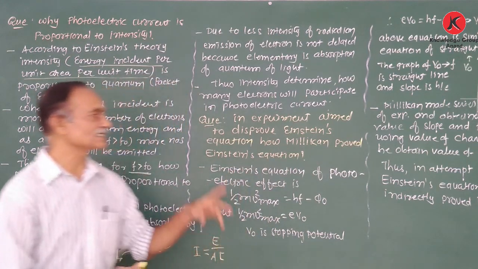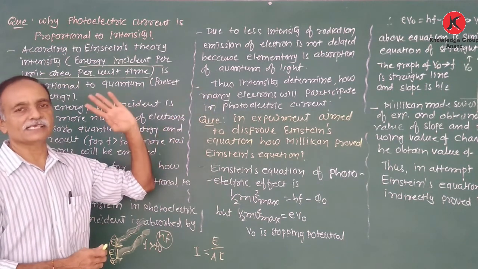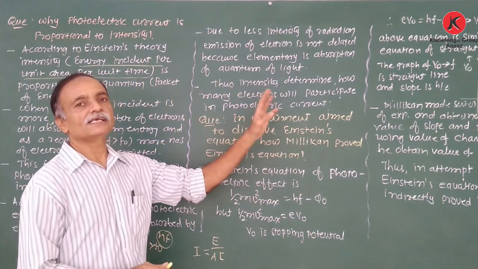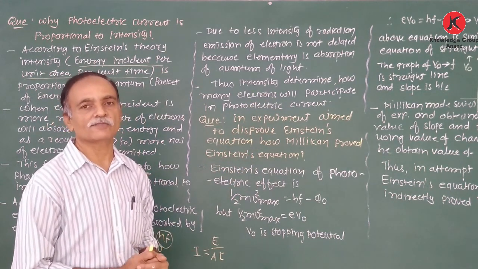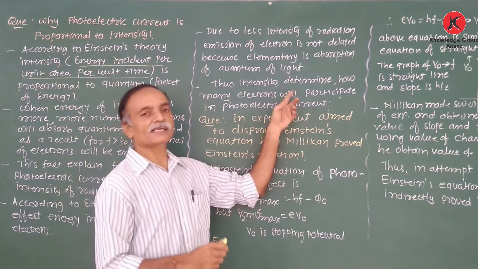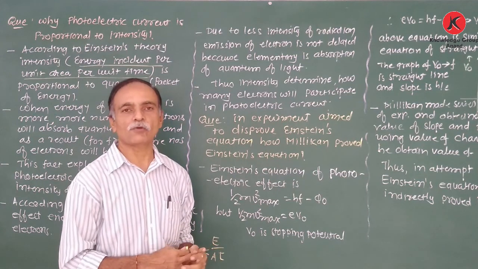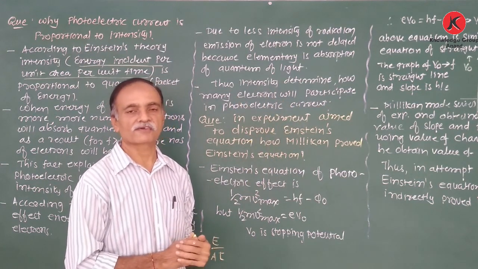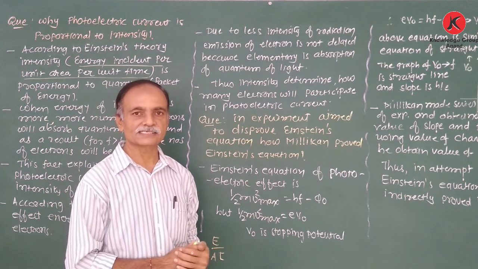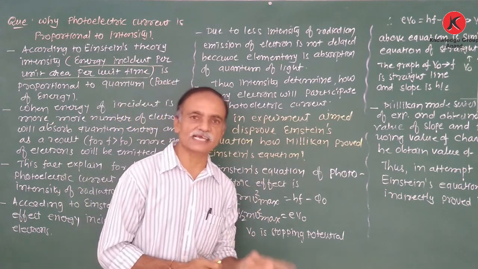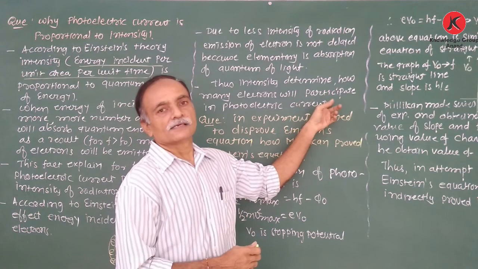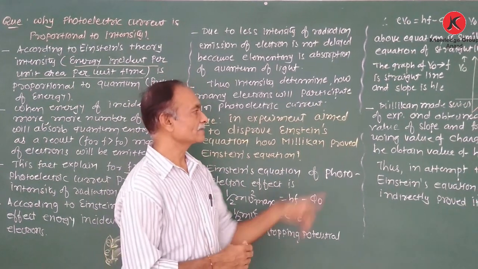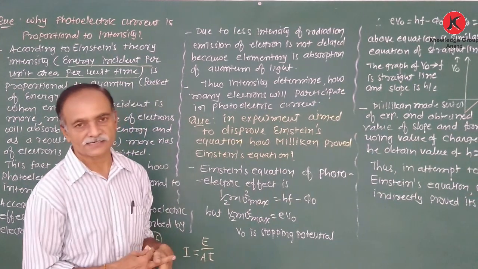So Einstein explained that the intensity, or the number of photoelectrons emitted, depends on the intensity of the light. But here the condition is that the frequency of the light must be greater than the threshold frequency. Clear? That is Einstein's explanation for why the photoelectric current depends on the intensity of light. Now the next question.